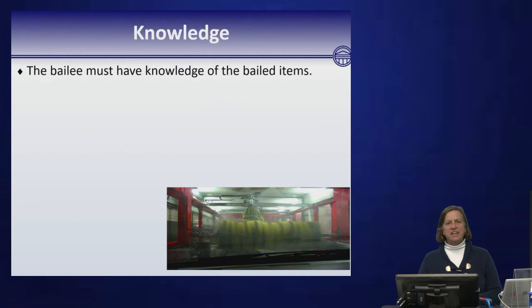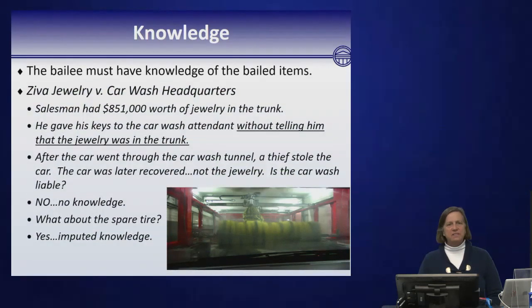Knowledge. Here's a case that's interesting. Again, the bailee must have knowledge of the bailed items for there to be a bailment. Real case, Ziva Jewelry versus Car Wash Headquarters. A salesman had $851,000 worth of jewelry in the trunk of his car. He wanted to have the car washed. So he went to a car wash and gave the keys to an attendant without telling him that the jewelry was in the trunk. So they didn't have knowledge that the jewelry was there.